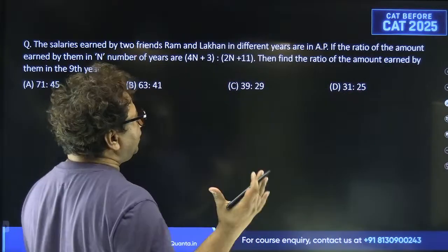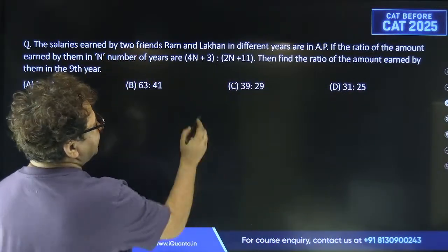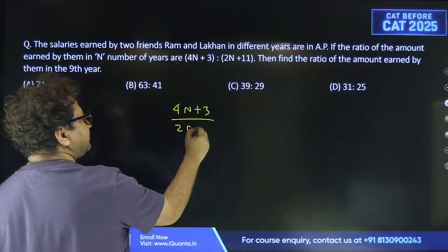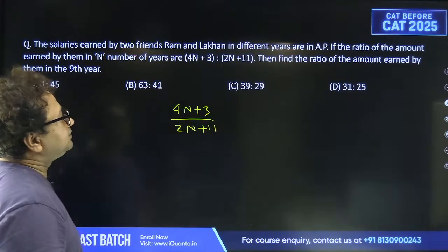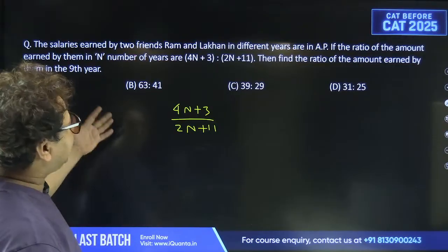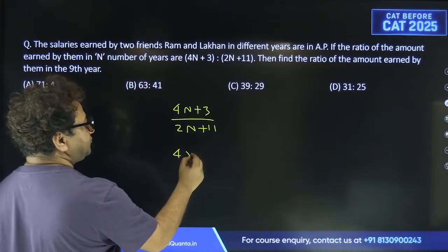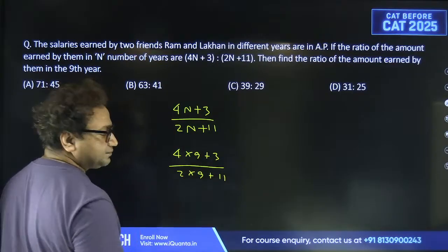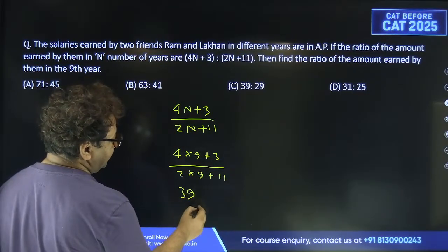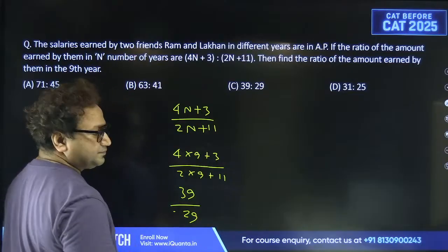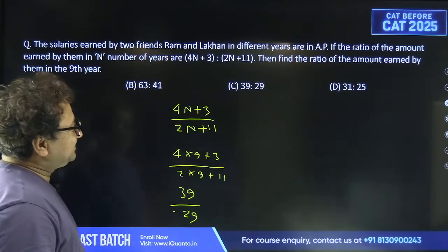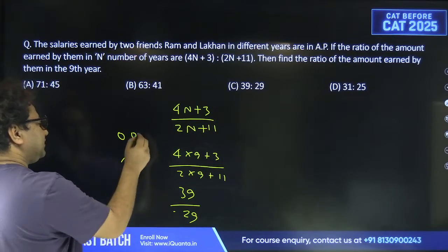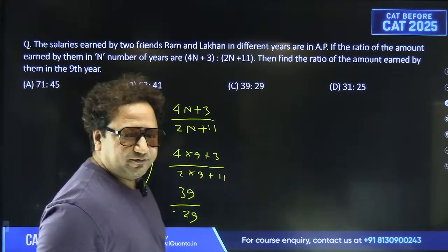Now, a lot of people did this thing. They are like, okay, (4n plus 3) upon (2n plus 11), and some really cute and innocent people put 9 here and got the answer as (4 into 9 plus 3) upon (2 into 9 plus 11), right? Which makes it 39 upon 29. This is wrong. Why is it wrong? Because sometimes people do not read the questions carefully.